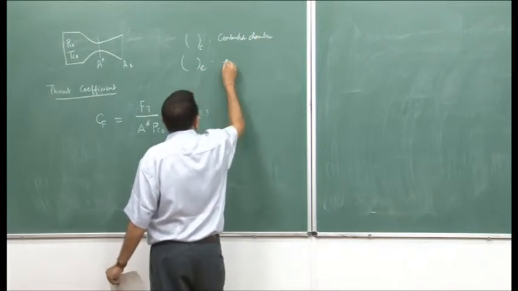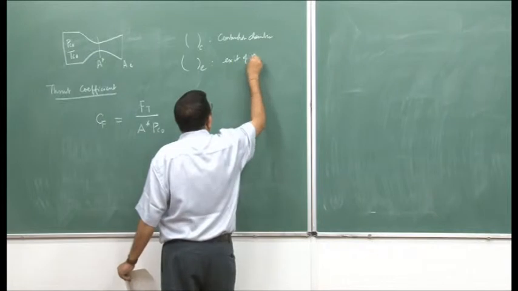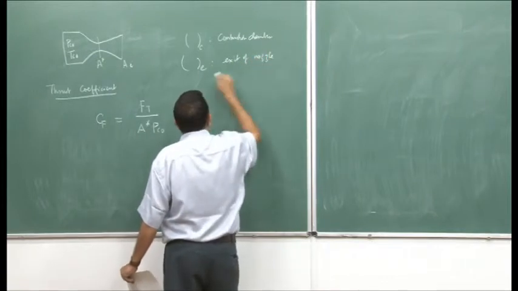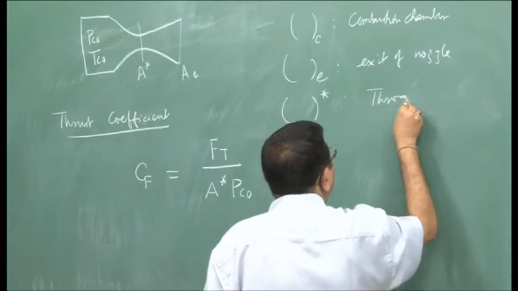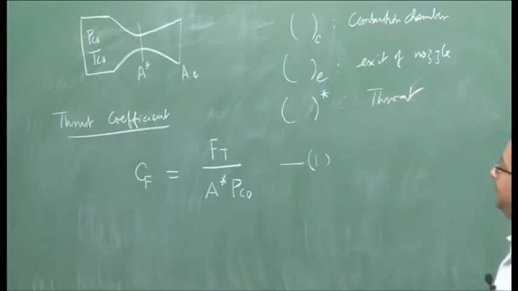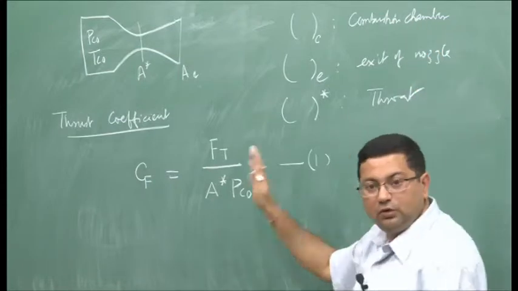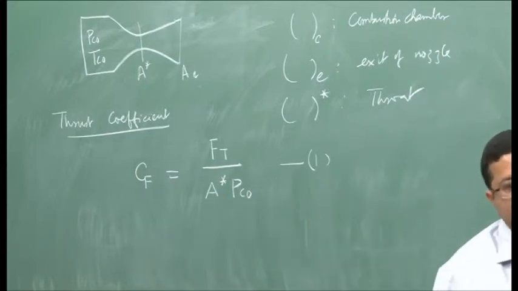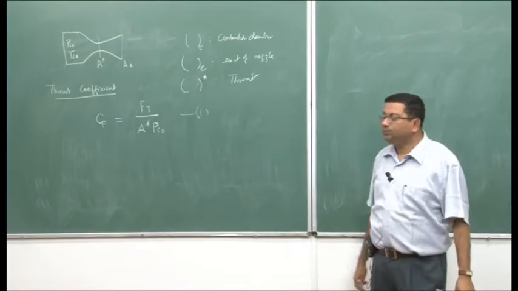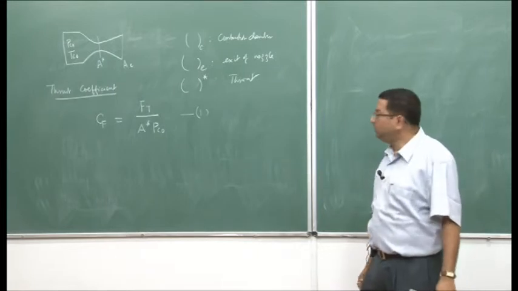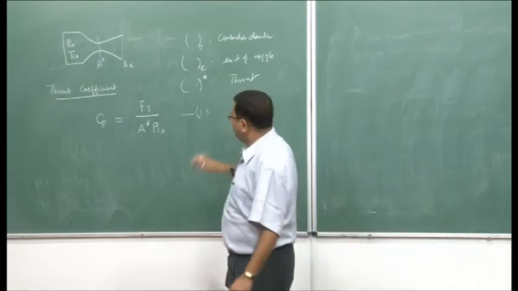Subscript E is the exit of the nozzle, and superscript star is the throat condition. This is the nomenclature we are going to follow all through now. Whenever we use the subscript C, it represents the combustion chamber, subscript E will be the exit of the nozzle, and superscript star will represent the throat.